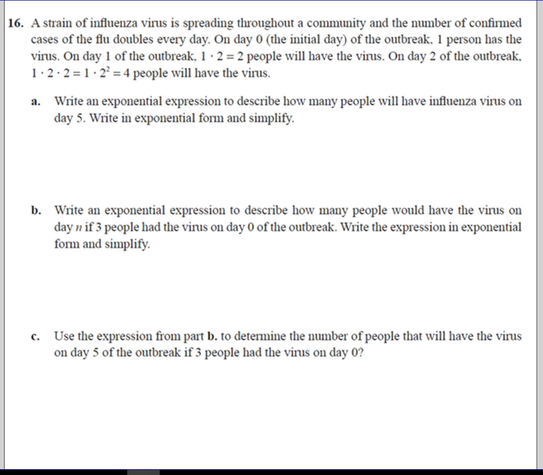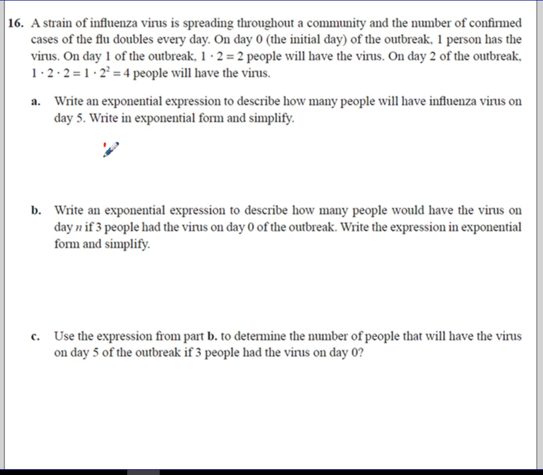A strain of influenza virus is spreading throughout a community, and the number of confirmed cases of the flu doubles every day. On day 0, the initial day of the outbreak, 1 person has a virus. On day 1 of the outbreak, 1 times 2, or 2 people have the virus. On day 2 of the outbreak, 1 times 2 times 2, or 1 times 2 to the second, or 4 people have the virus. And so if we continue on this pattern, it asks us for A, write how many people will have it on day 5.